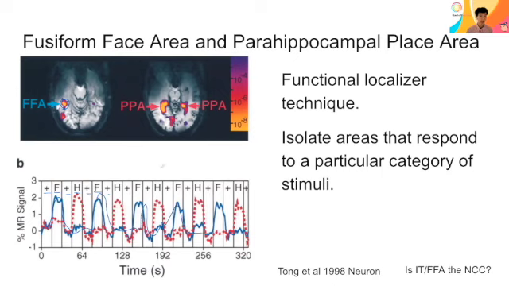And the other area that is next to the face areas, the PPA, parahippocampal place areas, respond only to houses and places, more or less. This type of experiment is called a functional localizer. It is a technique to isolate areas that respond to a particular category of stimuli. Using this technique, people have done a lot of experiments on FFA and PPA.